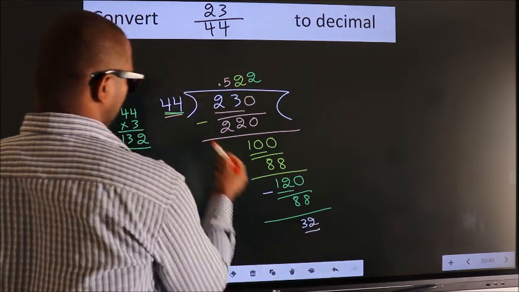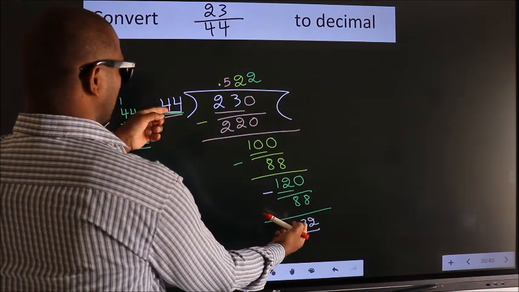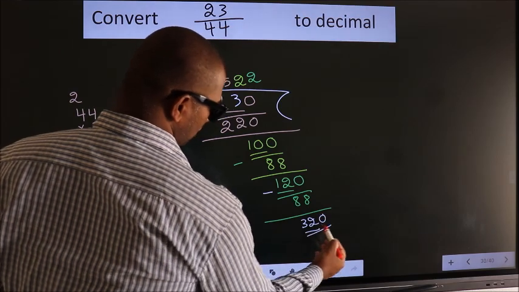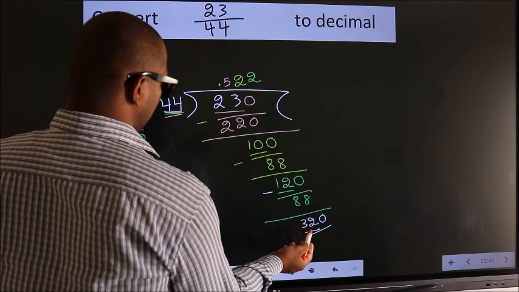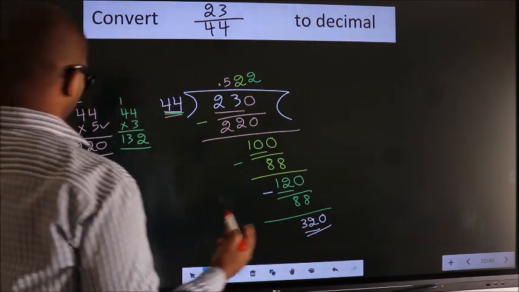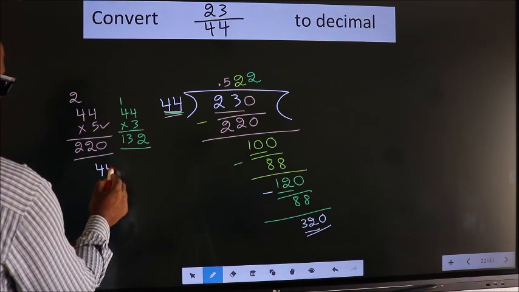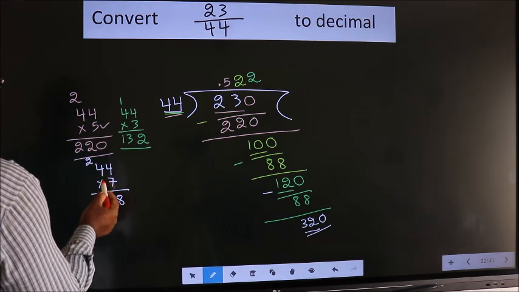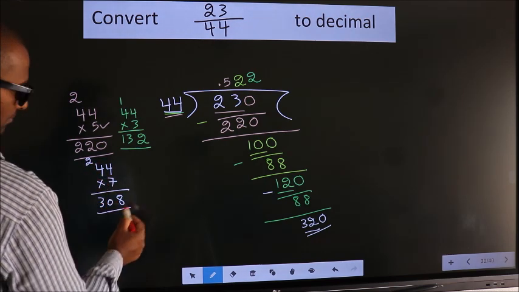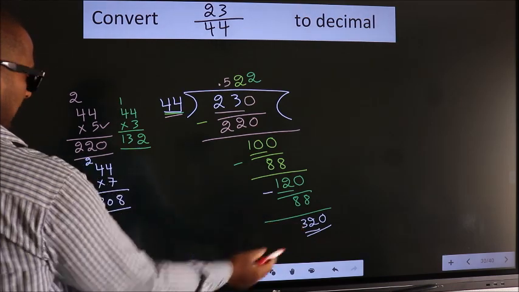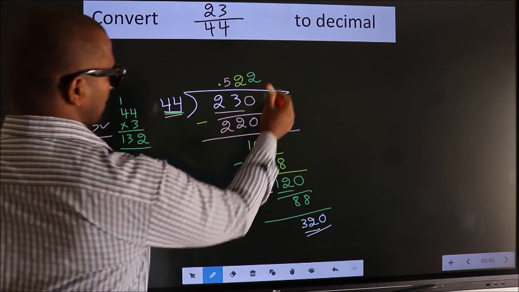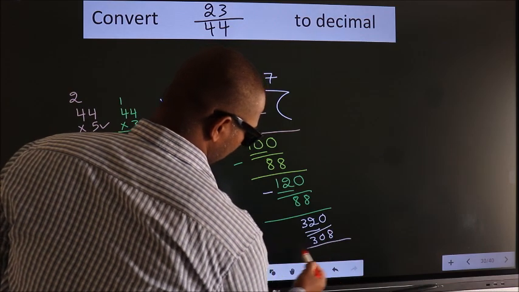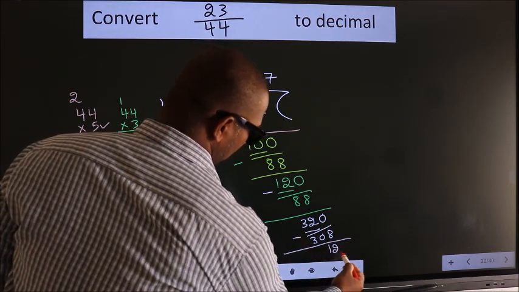Here we have 32, here 44. 32 is smaller than 44. We already have the decimal, so we can directly take 0. So 320. A number close to 320 in the 44 table is, let us go with 7. So 44 into 7. 7 fours 28, 8, 2. 7 fours 28 plus 2, 30. Yes, this is close to 320, so we go with 7. So 44 sevens, 308. Now we subtract, we get 12.